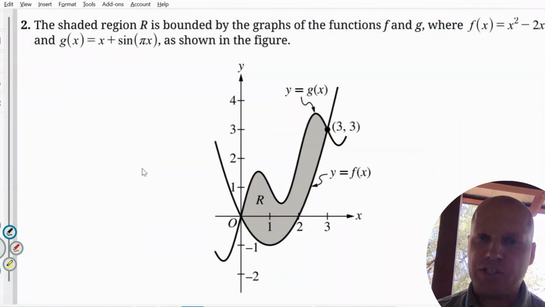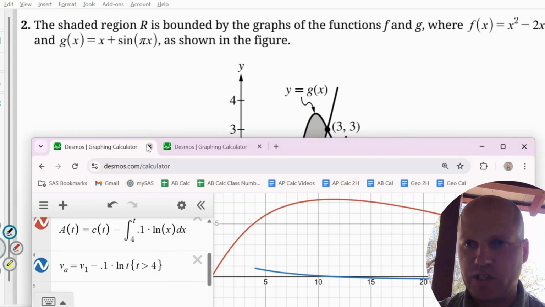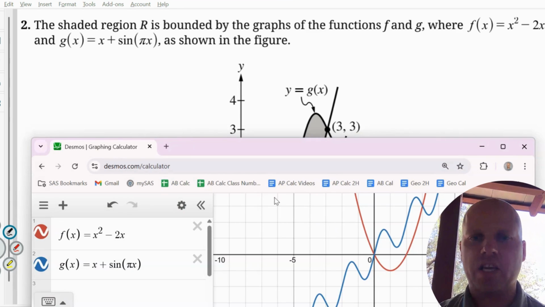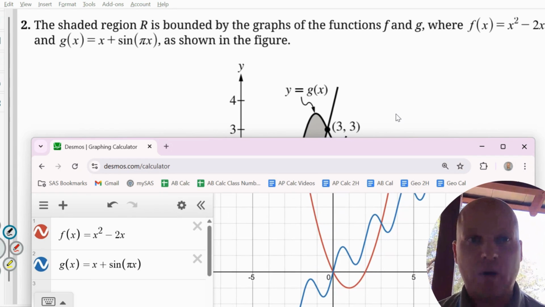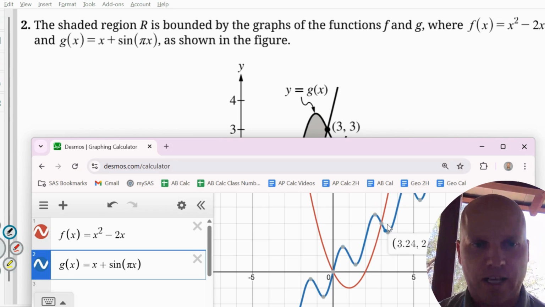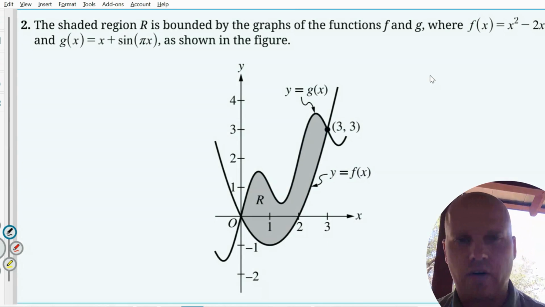Cool. Very simple functions, f and g. F and g can be graphed easily. This is very surprising to see an area and volume problem on a calculator section. To be honest, it's been a while since an area and volume problem has been on a calculator section. It's such a nice, easy intersection, so nothing crazy going on with finding intersections.